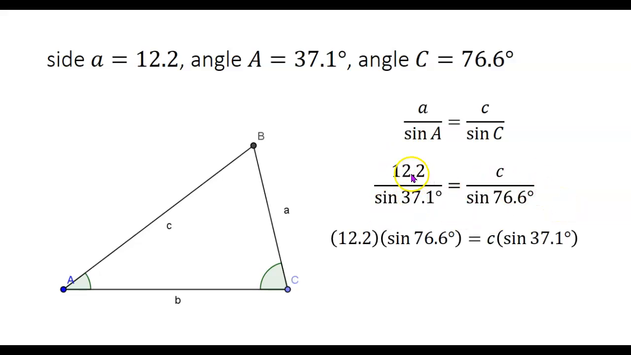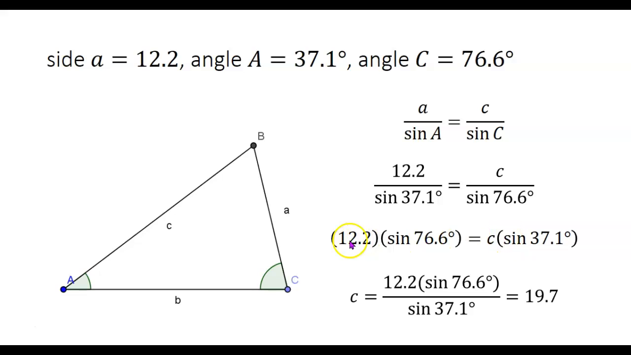Then cross multiplying, 12.2 times the sine of 76.6 degrees equals little c times the sine of 37.1 degrees. So little c is 12.2 times the sine of 76.6 degrees divided by the sine of 37.1 degrees. And making sure you have your calculator in degree mode when you calculate this, it should come out to be something that, when you round it to the nearest tenth, and I'm just going to be giving all my answers rounded to one place after the decimal point here, you end up with 19.7.